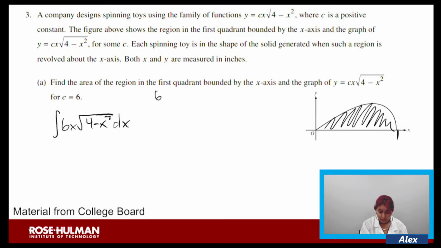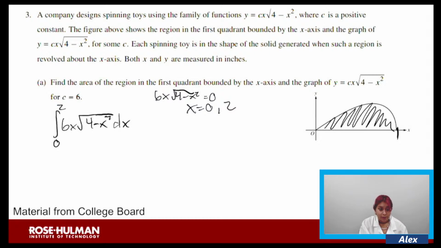So first you have to plug in cx times root of 4 minus x squared equals 0. Our different x-intercepts are x equals 0 and 2, because if you plug in 0 for x, then you get 0 times 0 equals 0, which works. If you plug in 2, then you get 12 times root of 4 minus 4, which is 0, so you get 12 times 0 equals 0, so that also works. So you would set your bounds from 0 to 2.